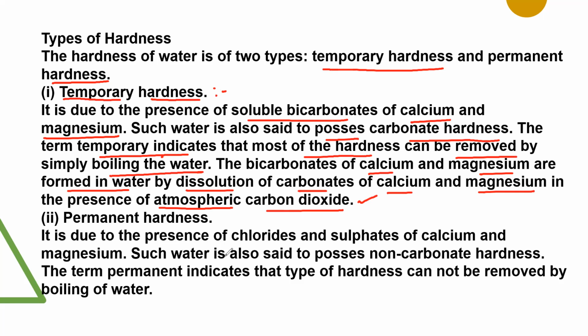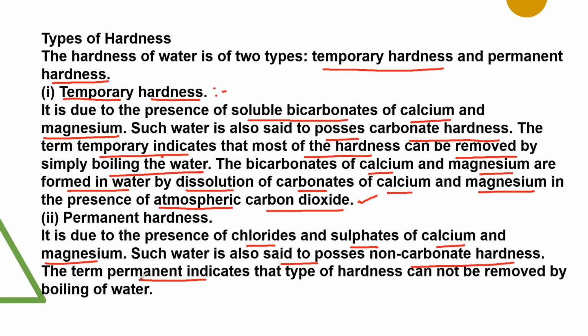So what makes water temporarily hard? It is due to the presence of calcium and magnesium bicarbonate. Next, what is permanent hardness? It is due to the presence of chlorides and sulfates of calcium and magnesium. So if calcium sulfate or calcium chloride, magnesium sulfate or magnesium chloride is present in the water, it makes water permanent hard. Such water is also said to possess non-carbonate hardness.